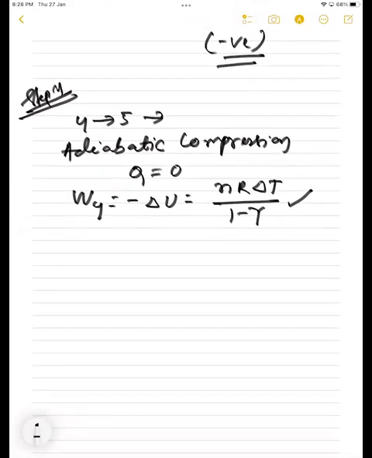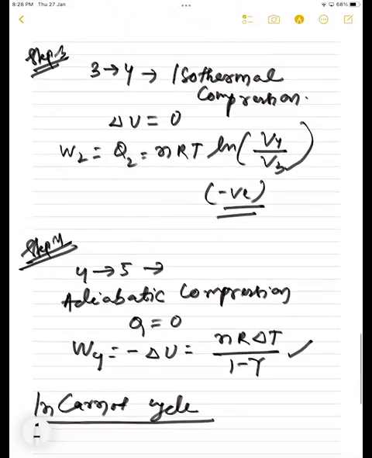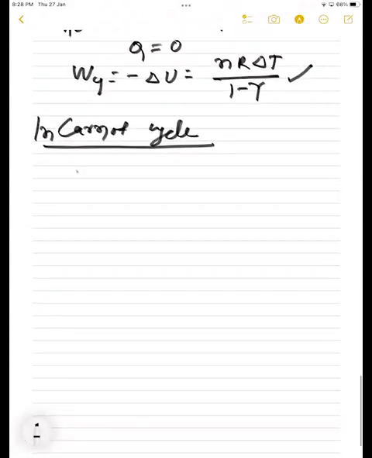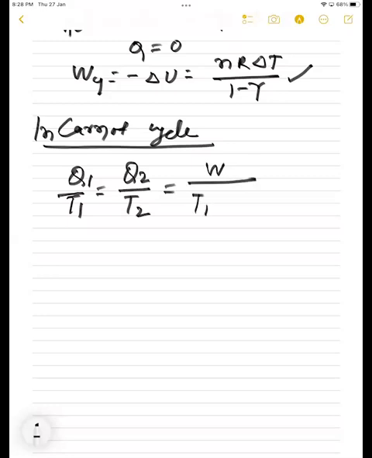So students, in the Carnot cycle, I'm showing you the final thing. In the Carnot cycle, see, Q1 by T1 is equal to Q2 by T2. Q1 by T1 is equal to Q2 by T2, that is equal to W divided by T1 minus T2.